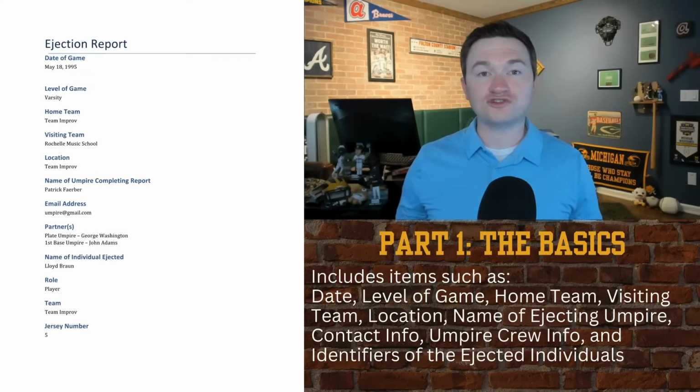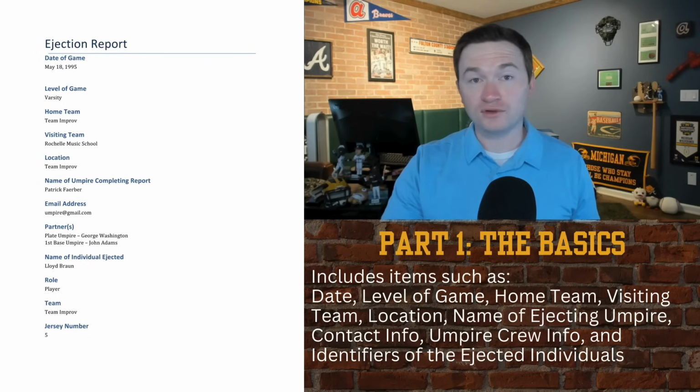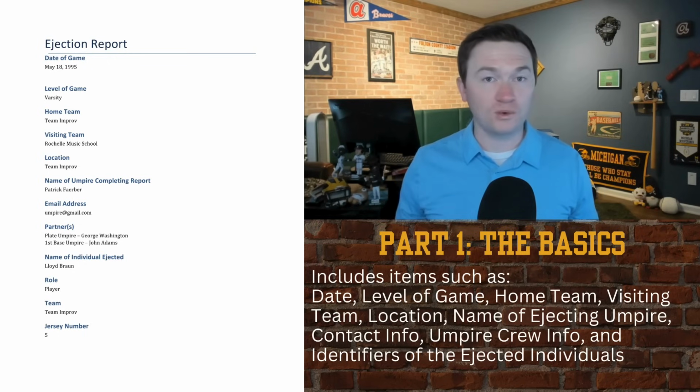To start, every ejection report is going to need some of the basics to help assigners and associations know what game this occurred in. That's going to include things such as the date of the game, the level of the game, who the home team was, who the visiting team was, what the location was, because that's not always going to be the home school. You might be at a neutral site. We'll need to know who the umpires were involved in the ejection. So that's everyone on the field, including their positions and who made the ejection, along with their contact information. And then more information on the individual that was ejected, including their name, their role, their team, and their number.